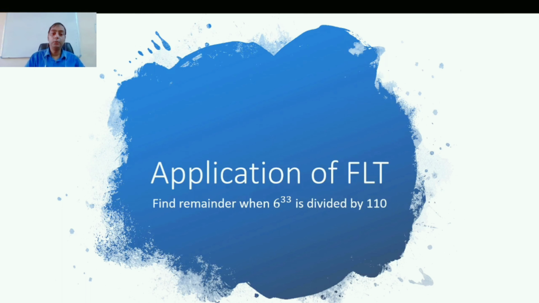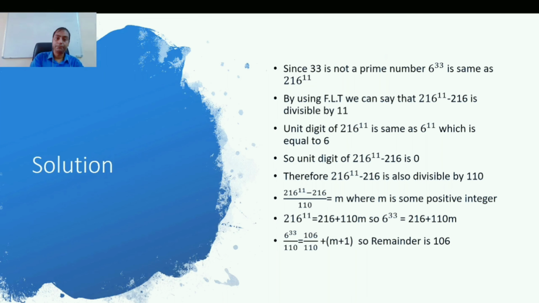Now students, I am going to apply this Fermat's Little Theorem. Find the remainder when 6 raised to 33 is divided by 110. Now we are going to use FLT to solve this question. What is the remainder when 6 raised to 33 is divided by 110? This is a very interesting problem.